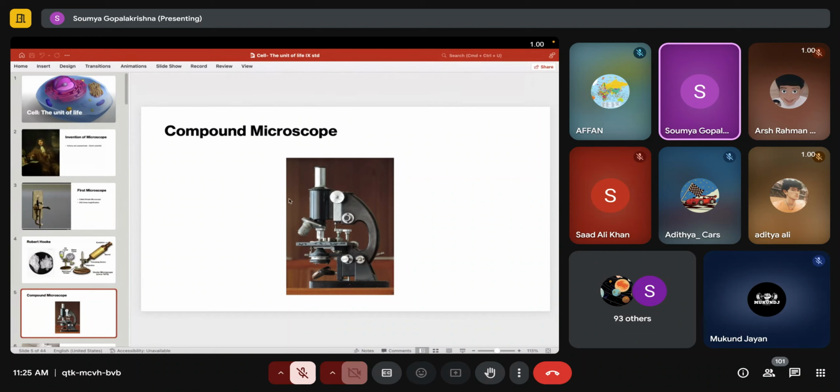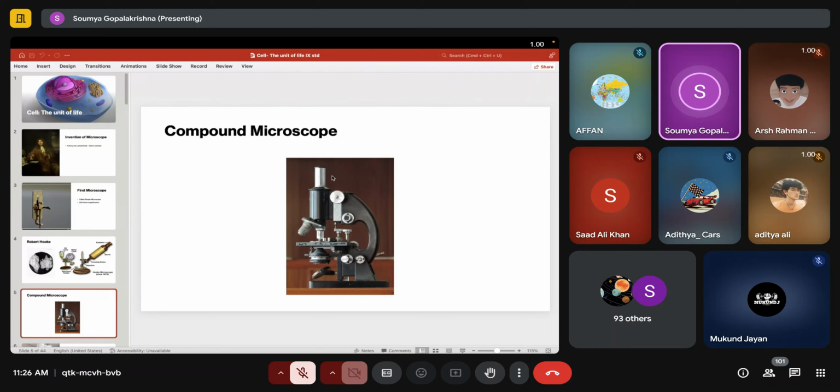And today, this is called the compound microscope. In our school also, we have the compound microscope. So probably one of these days we will go and try to view certain specimens under it. This is a much improvised version of Robert Hooke's microscope.